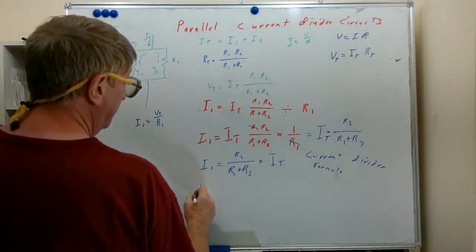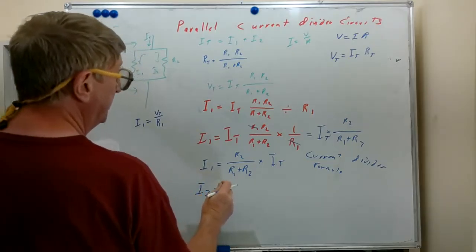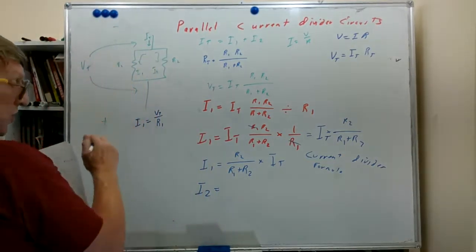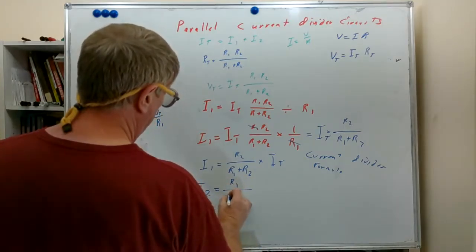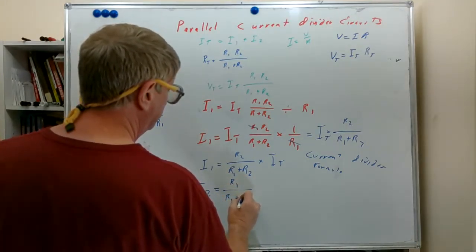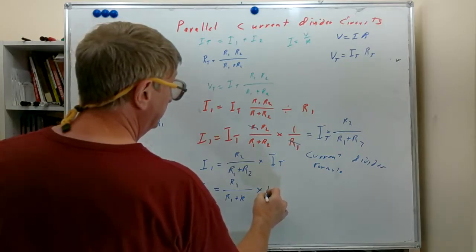And of course, we could go through the same thing that we just did to come up with I2. In this case, I2 would be equal to, instead of R2, it's going to be R1 divided by R1 plus R2 times IT.